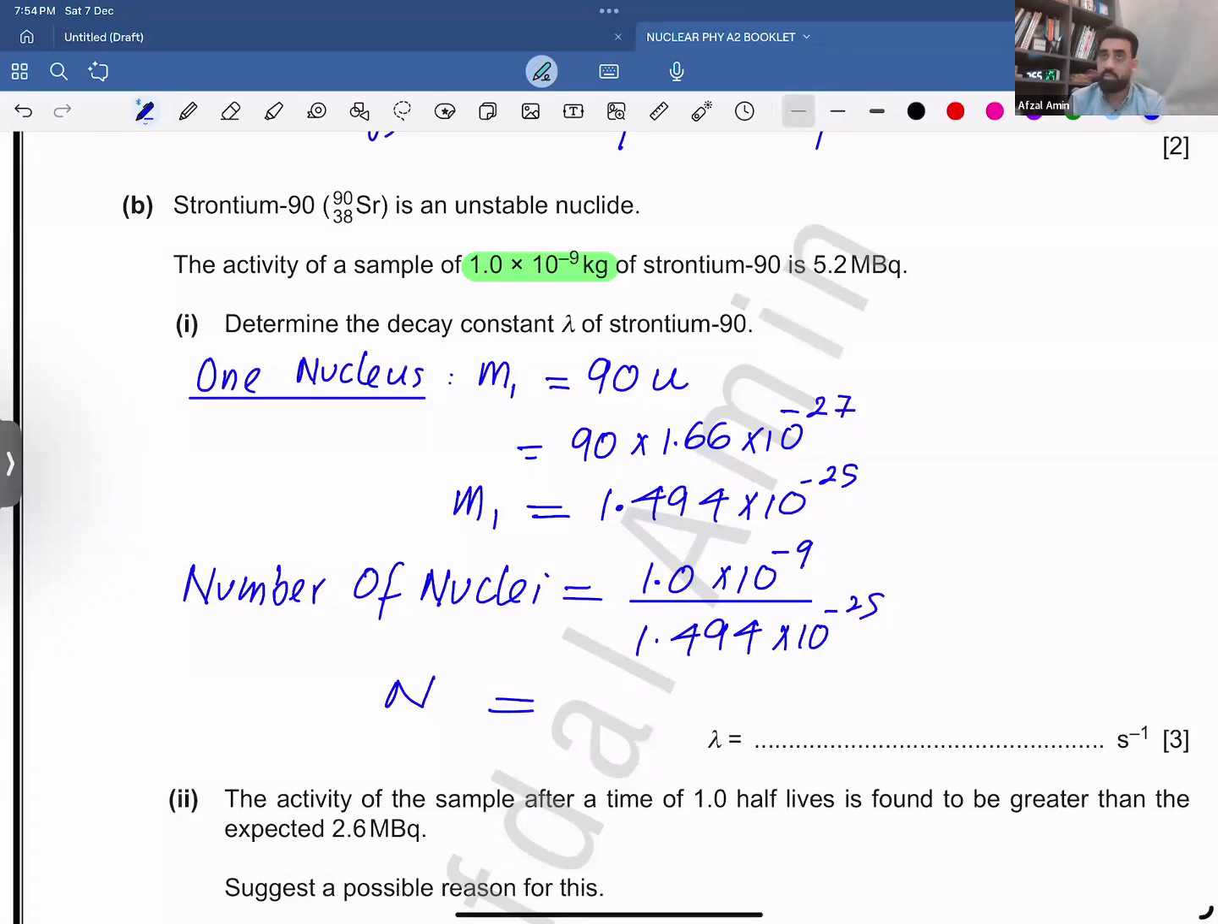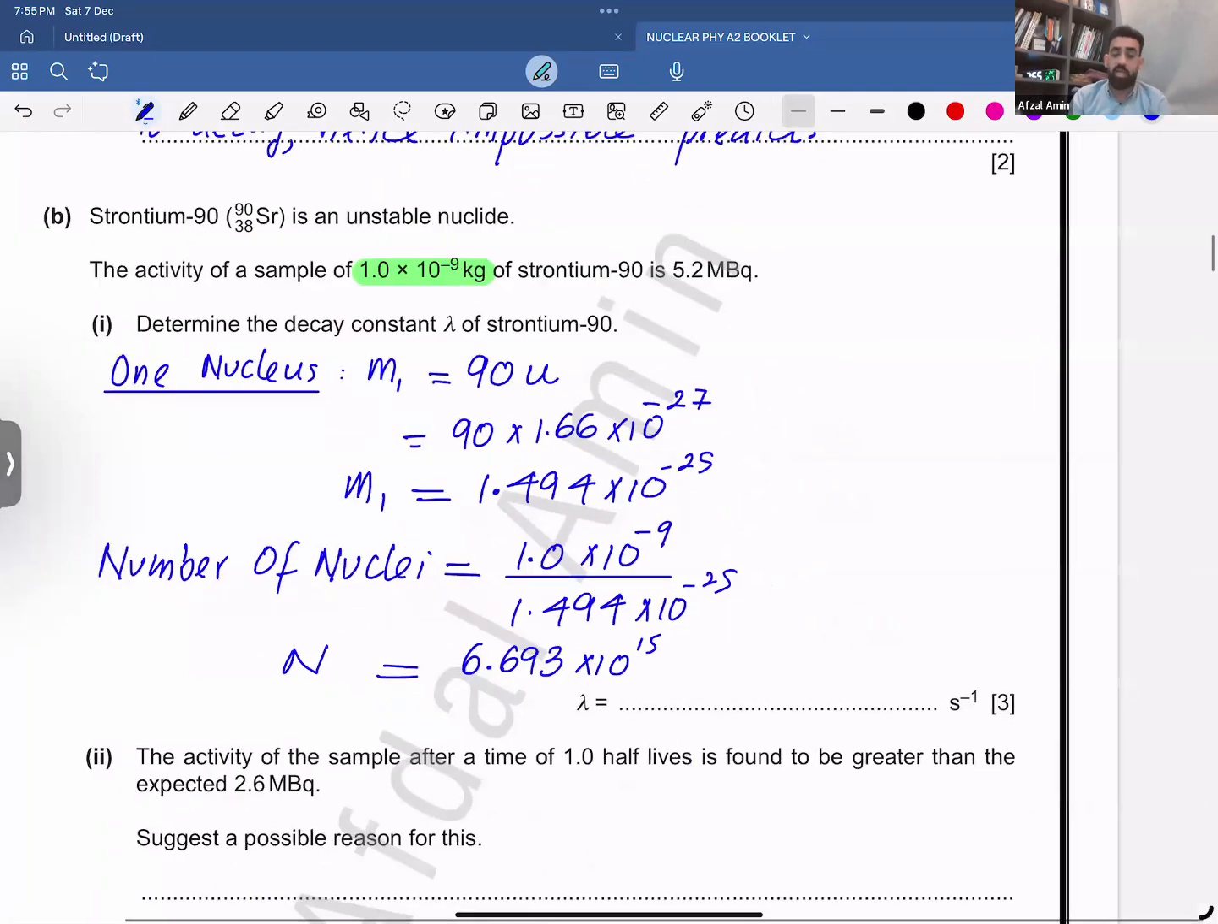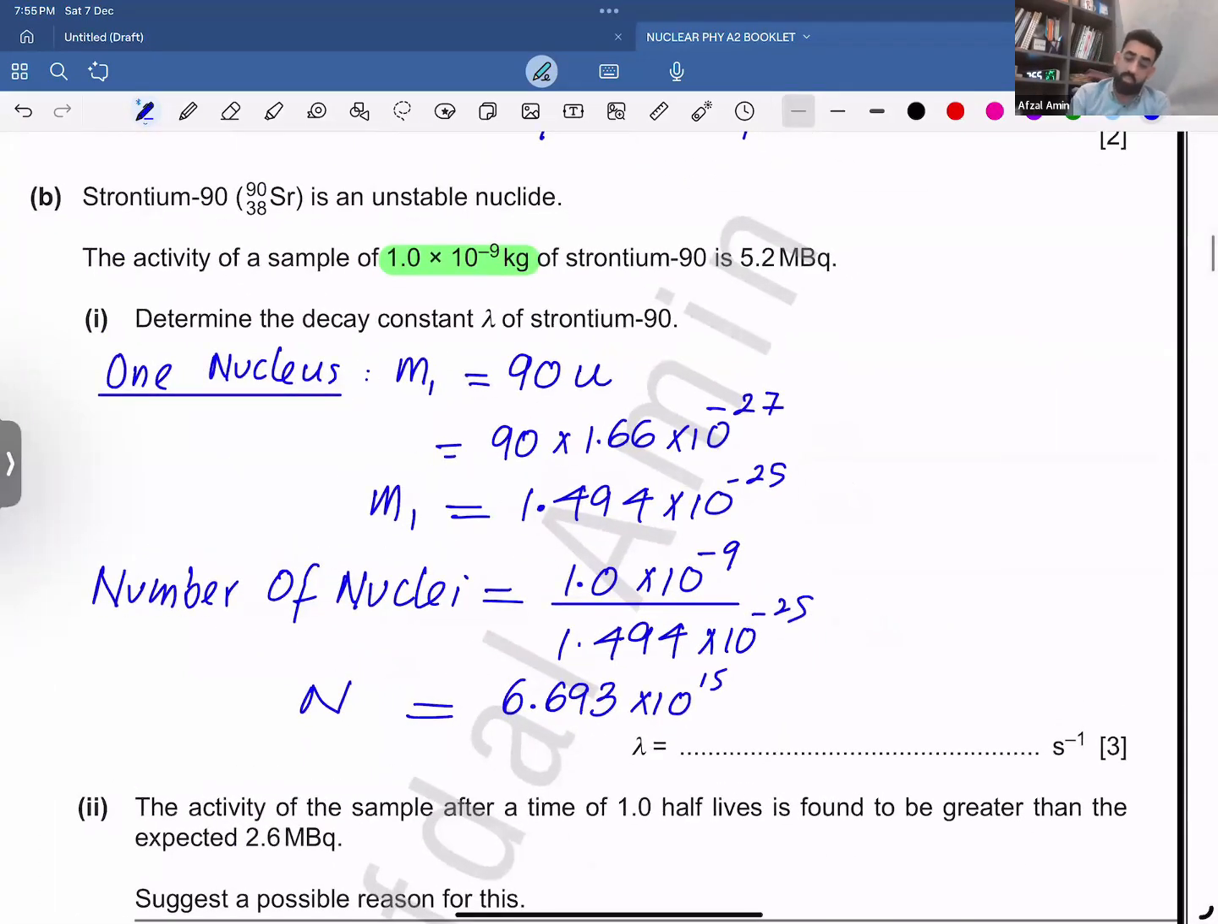We need n, the number of nuclei. 6.9 into 10 power 15. Okay, since we don't have half-life, we need to look for another formula of lambda.